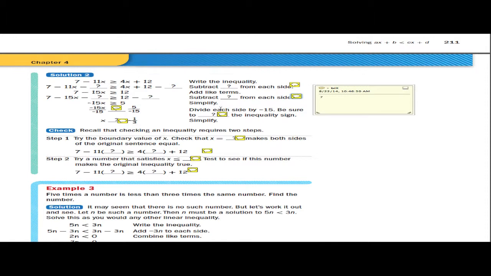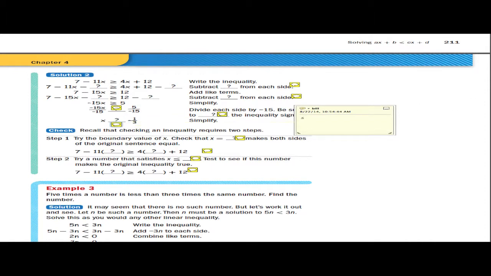We're going to divide each side by negative 15. And when we do that, we have to flip the inequality. We have to remember that we have to reverse the inequality sign. So we flipped it over here, so it's now negative 15x over negative 15 is less than or equal to 5 over negative 15 because we reversed the inequality sign. We then simplify that. Our inequality is x is less than or equal to negative 1/3.